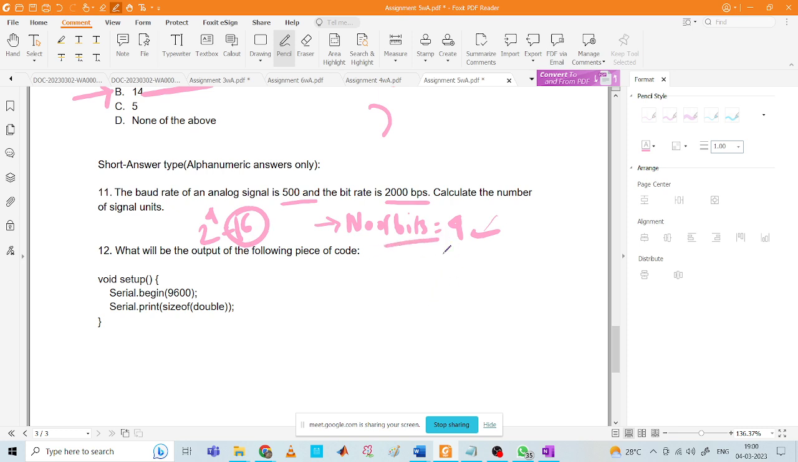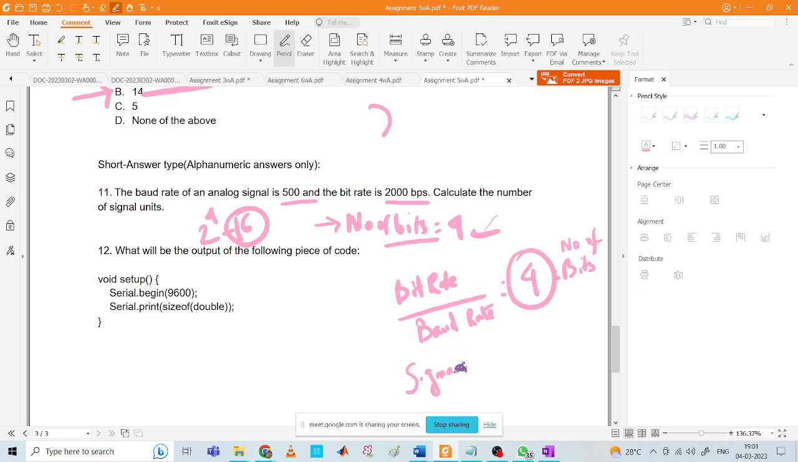So how do you find the number of bits? The number of bits is bit rate divided by baud rate. Four. And this 4 is the number of bits. So number of signal units is 2 to the power 4, 16. The answer is 16.